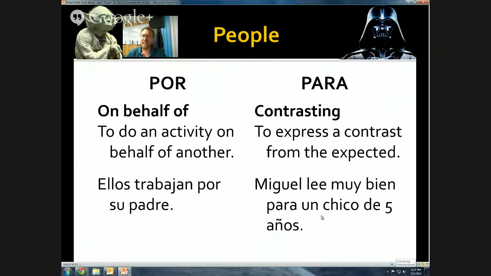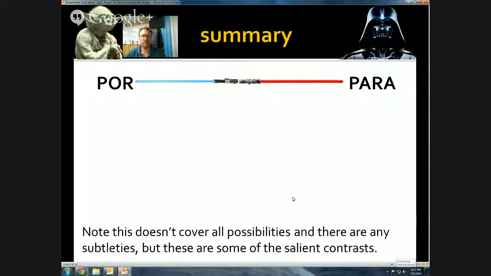Versus, Miguel lee muy bien para un chico de 5 años. So I wasn't expecting that. So I'm contrasting what I know about a 5-year-old boy with what is actually being produced. So let's summarize these.